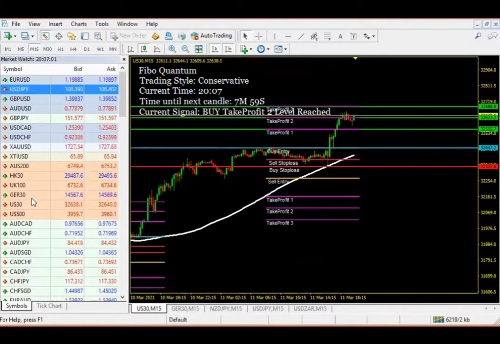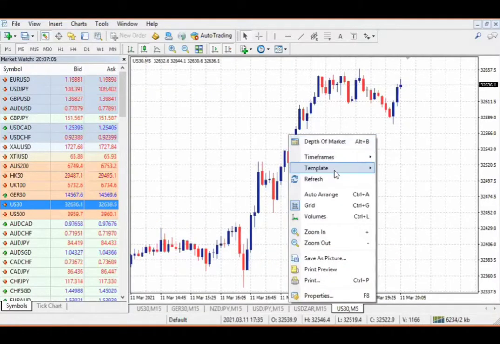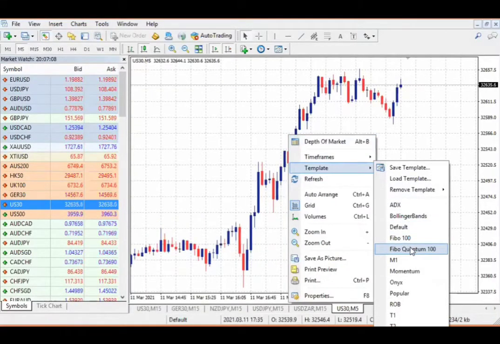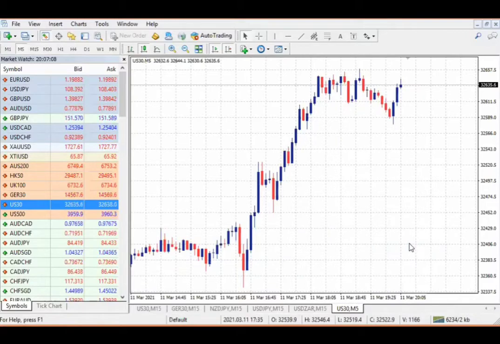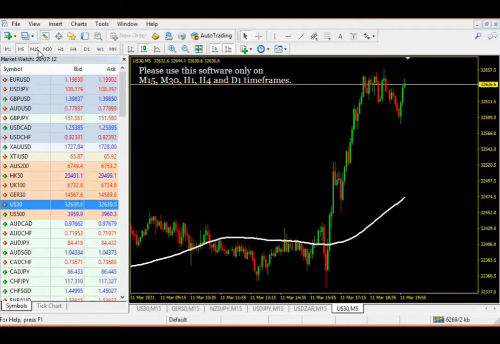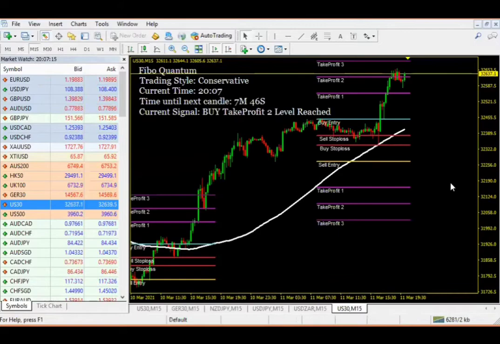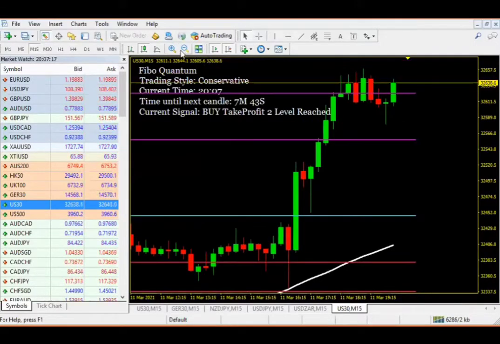And then this is the US 30. I don't want to remove what I have on there, so I'm just going to load it to another chart. I just want to show you what a buy trade looks like. All right, there's a buy trade.